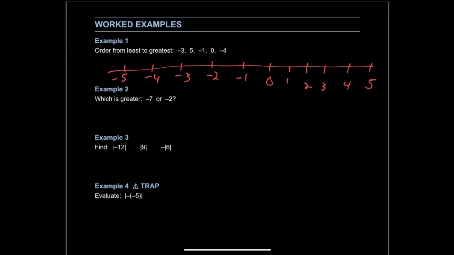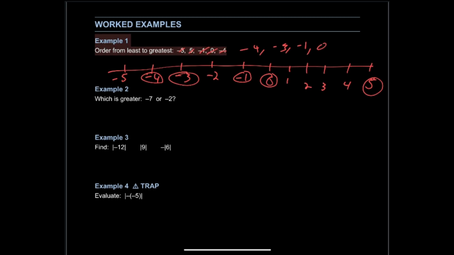Let's find all the numbers that we have in our set, and we're going to circle them. -3 is here. 5 is here. -1 is here. 0 is here. And -4 is here. When we rearrange them, we just have to order all the circled numbers that we have from left to right, or least to greatest. So we have -4, -3, -1, 0, and then 5.